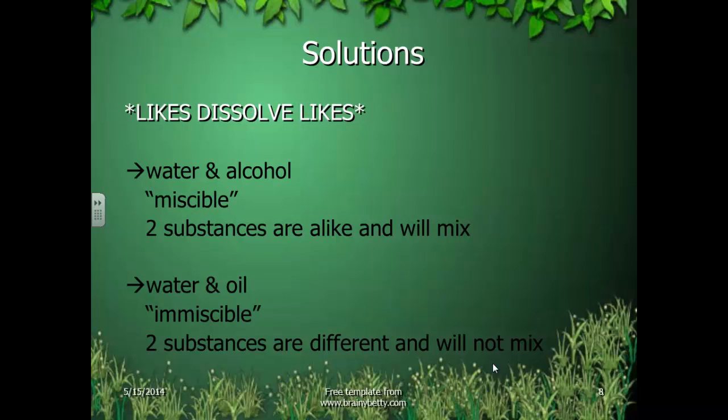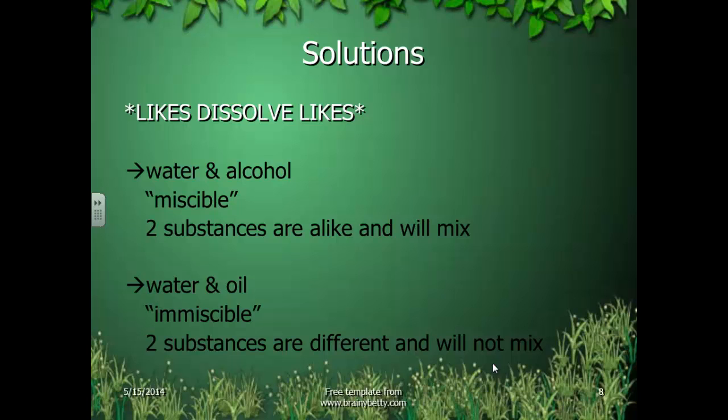A couple other things we need to know about solutions. One of the main rules of making a solution is this little phrase: like dissolves like. That means that if you want to dissolve something in something else, you want to mix 2 things together, they usually need to be similar in terms of bonding properties or in terms of intermolecular forces.